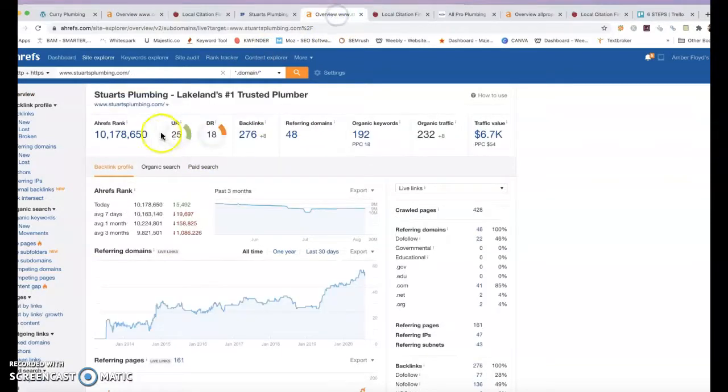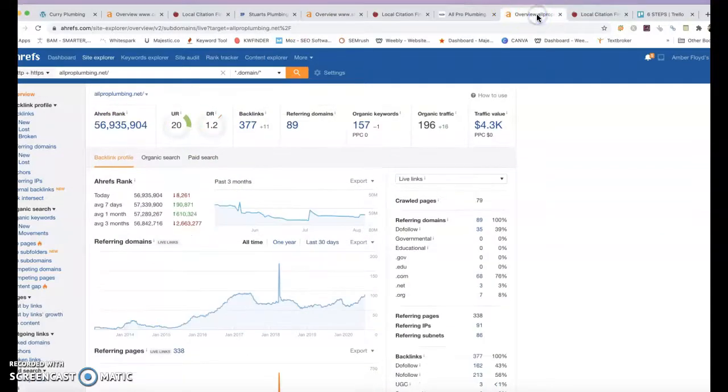When I go to your competitor, Stewart's Plumbing, they have 25 in power and 18 in trust. And then your second competitor has 20 in power and almost no trust either. So definitely is an area of growth, and I could definitely see you outranking them as well.